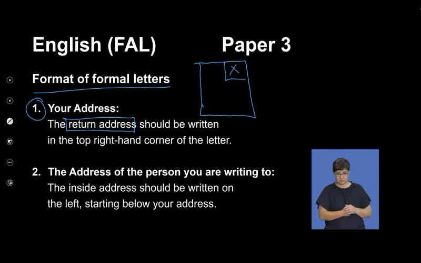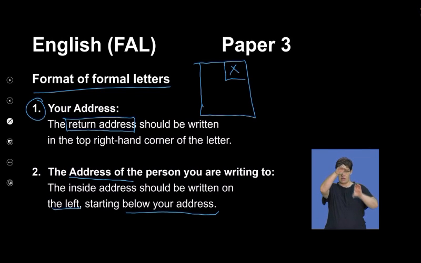Then the address of the person you are writing to, the inside address, should be written on the left-hand side below the address. So the person you are writing to should go there. Okay? So that's your second address. Okay. So this is basically how your formal letters should include two addresses.